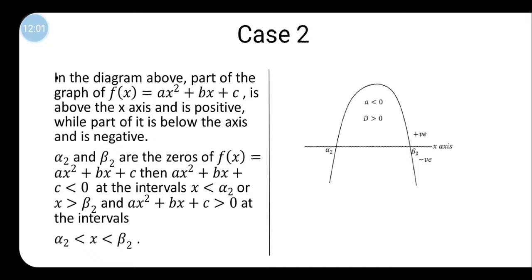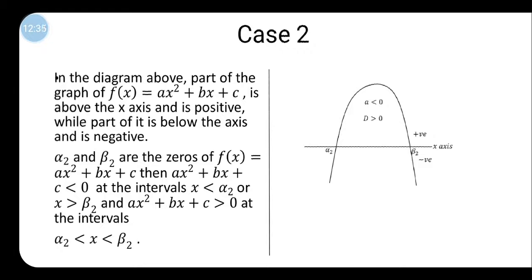Whereas the values of the relation will be positive for the values of x between alpha 2 and beta 2. Do you get it now? Look at the graph. Between alpha 2 and beta 2, the part of the graph is above the x-axis, and that means the values of the graph are positive.